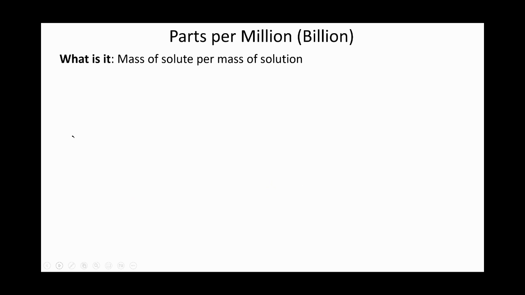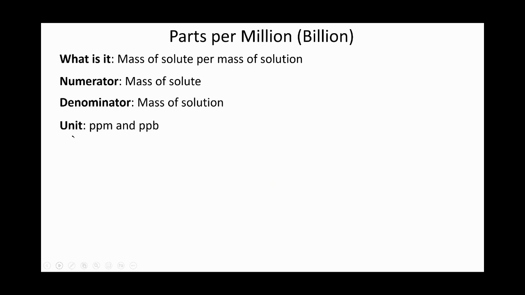So very similar to what we did when we talked about mass percent, where we have mass of solute over mass of solution in the denominator. But here, instead of multiplying by 100, we're going to multiply by different factors, where parts per million means that we're multiplying by a factor of 10 to the sixth, that being 1 million. So we have 1, 2, 3, 4, 5, 6. And parts per billion, we're multiplying by a factor of 10 to the ninth, that being 1 billion.